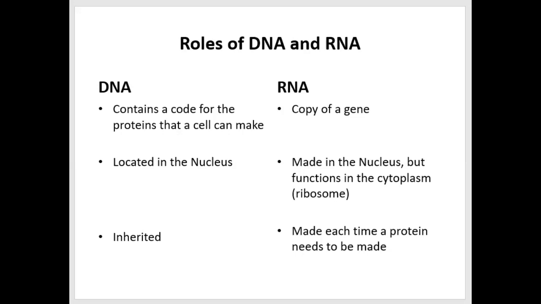DNA needs to remain intact to maintain its integrity, and it provides the genetic code that will be inherited. But RNA is made each time a protein needs to be made.